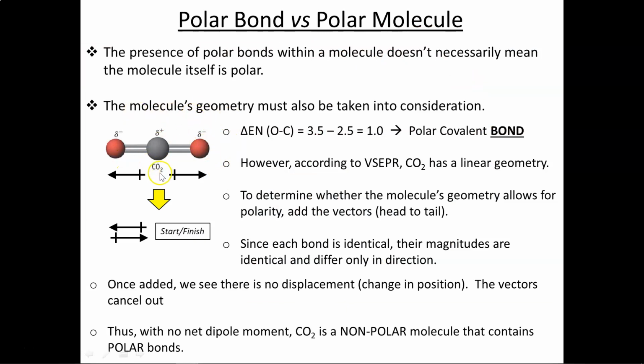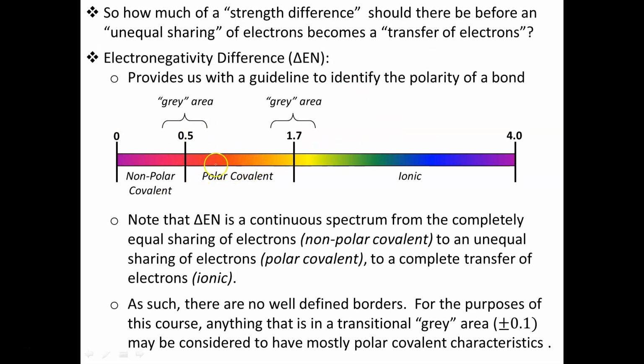Let's take a look at carbon dioxide, CO2. The EN value for the carbon is 2.5, while the oxygens are 3.5 for each of them. So when we calculate the delta EN for each of these bonds, O and C, 3.5 minus 2.5, you get a delta EN value of 1.0. Now 1.0 is well within the range of polar covalent, so that's not a problem.